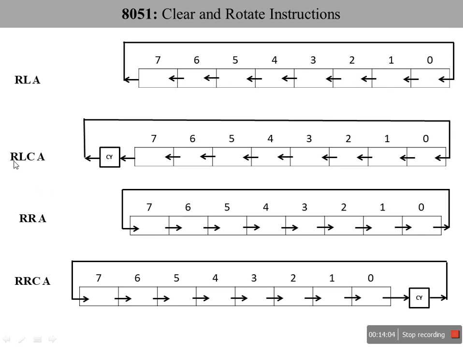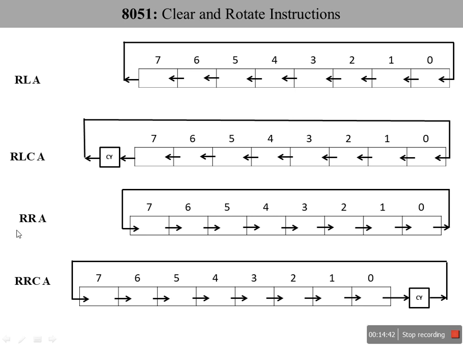Similarly, RLCA is rotate accumulator left through carry. Here what happens is the first bit, that is 0th bit, will be copied into the next bit, again this bit will be copied into the next bit, and so on. Whereas the MSB bit here will be copied into the carry flag, and whatever was the carry flag, the content of the carry flag will be copied into this LSB bit. This is what we call through carry. So MSB will be copied into carry flag, and carry flag will be copied into the LSB bit.